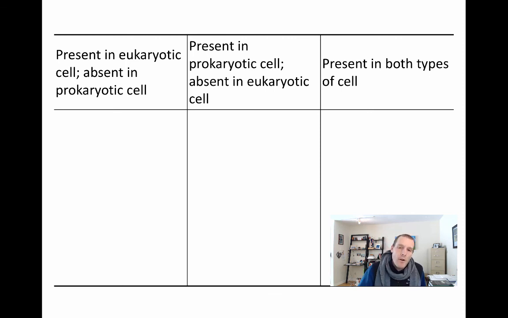Okay, on the left, present in eukaryotic cells, but you don't find it in prokaryotes. In the middle, the reverse of that, present in prokaryotic, absent in eukaryotic. And then on the right, present in both types of cell. That's going to be the list of things which are common to all cells, so things all cells must have. So stop the video and see how you get on with that.